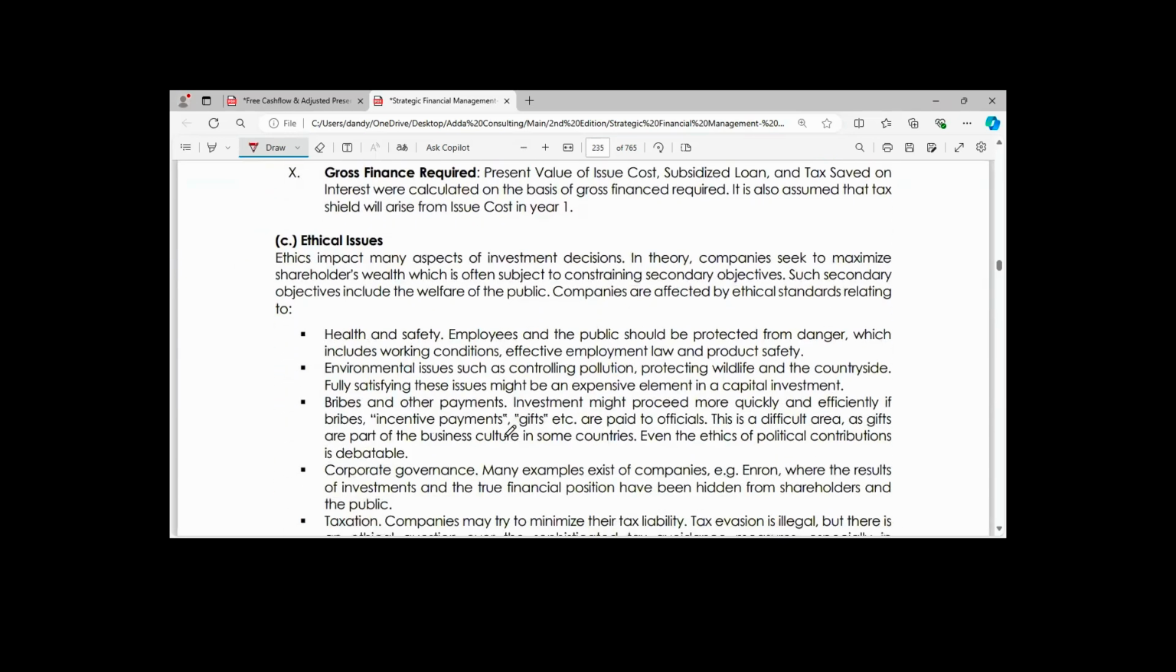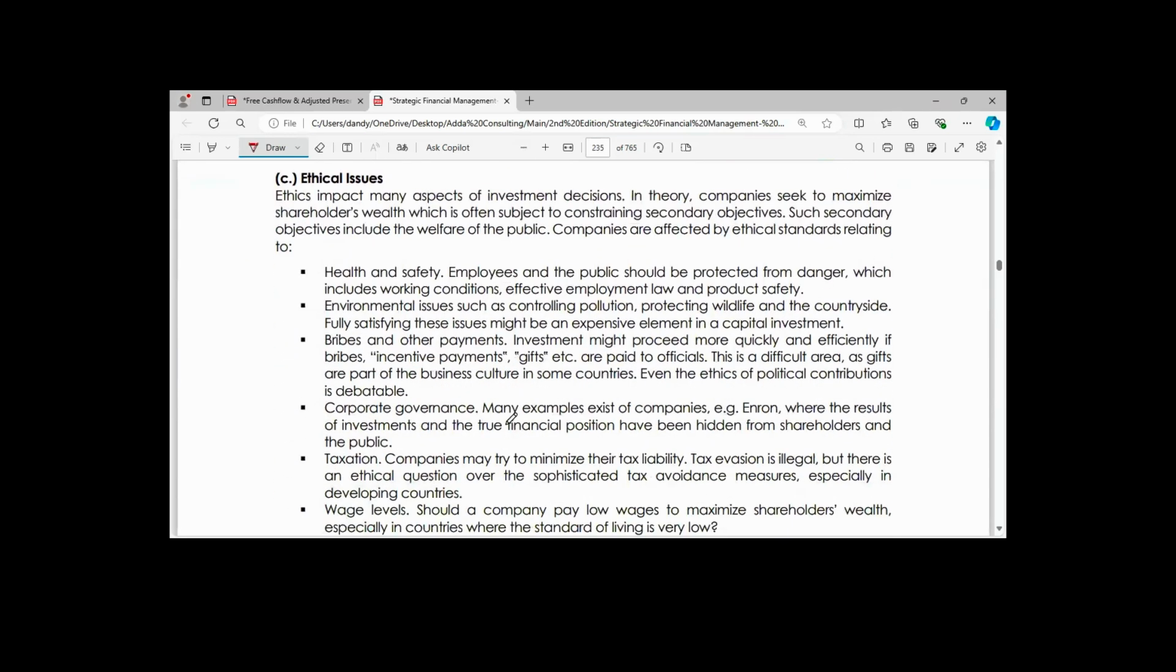Then the ethical issue in the C part. What are the ethical issues? Let me just mention a few of them. Health and safety. When you talk about ethical impact of a project, you talk about safety. Health and safety of the employees, that the employees and the public should be protected from danger, which includes working conditions, effective employment law, and product safety.